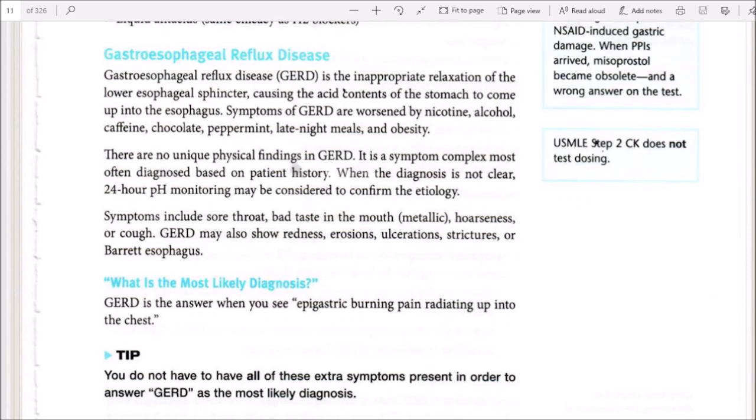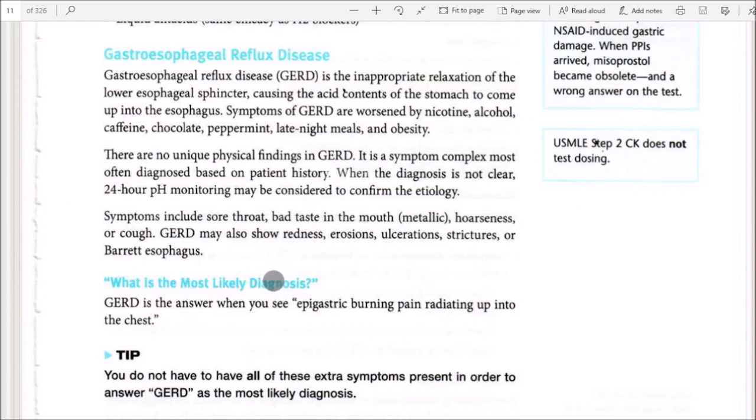There are no unique physical findings in GERD. It is a symptom complex most often diagnosed based on patient history. When the diagnosis is not clear, 24-hour pH monitoring may be considered to confirm the etiology. Symptoms include sore throat, bad taste in the mouth, metallic taste, hoarseness, or cough. Endoscopy may also show redness, erosion, ulceration, stricture, or Barrett's esophagus.